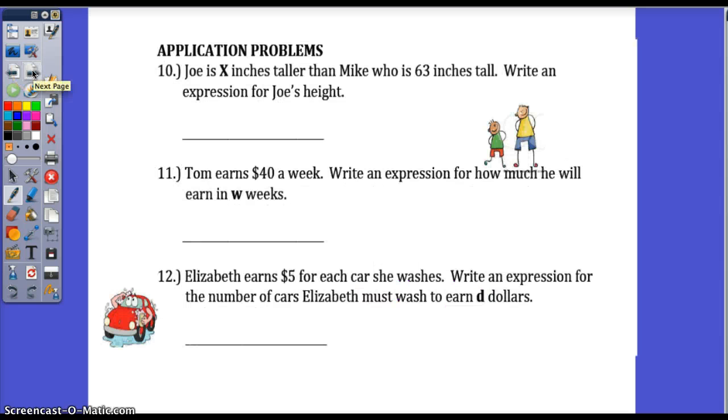Now lastly, let's apply this to the real world. Joe is x inches taller than Mike, who is 63 inches tall. Write an expression for Joe's height. If he's taller, we know that means addition. So it's 63 plus x.